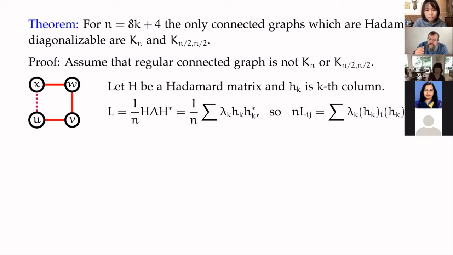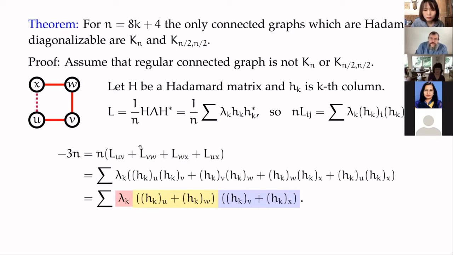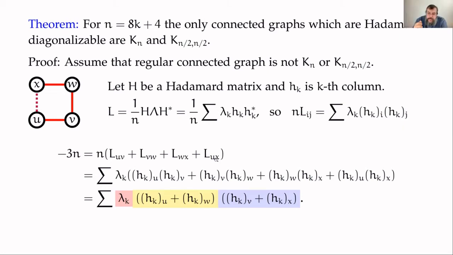Now, take the ij entry. And the other thing is multiply both sides by n. So n times the ij entry of our Laplacian matrix looks like the sum over all k of lambda_k times the ith entry of the kth column times the jth entry of the kth column. All right. Now, how do we use this? Well, we're going to do the following. We're going to take 4 entries of the Laplacian matrix and add them together. Now, remember that we mentioned before, an edge corresponds to -1, a non-edge corresponds to 0.